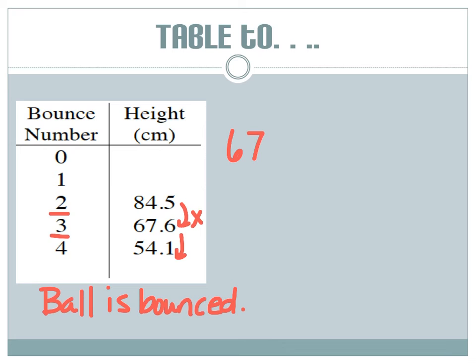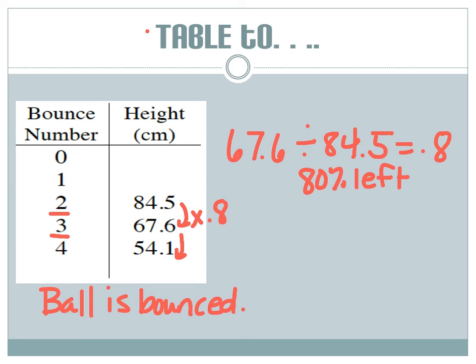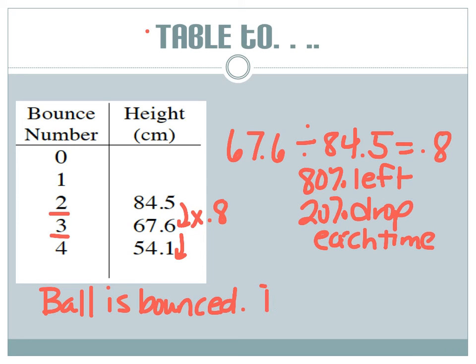So 67.6 divided by 84.5. And that's going to give me a multiplier of 0.8. So it's multiplying by 0.8, which means that's 80% is left. And that means we have 100 minus 80 was 20% drop each time. It drops 20% of its height each time.